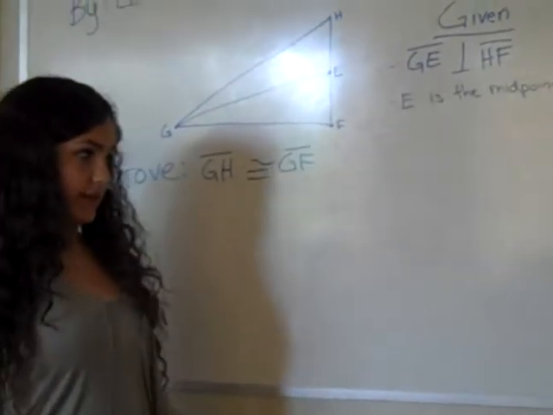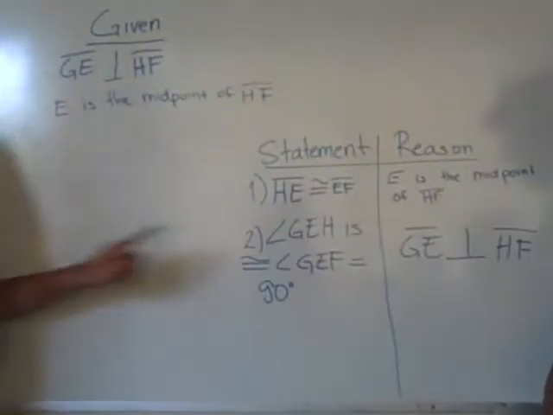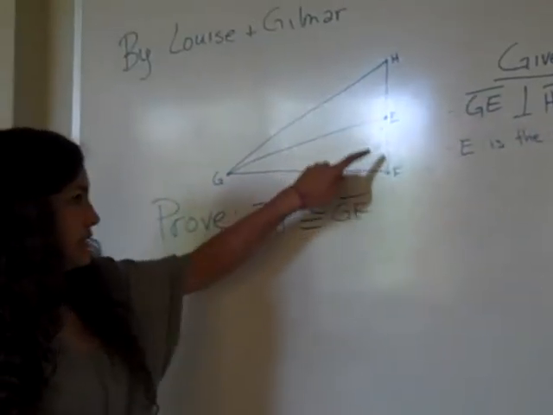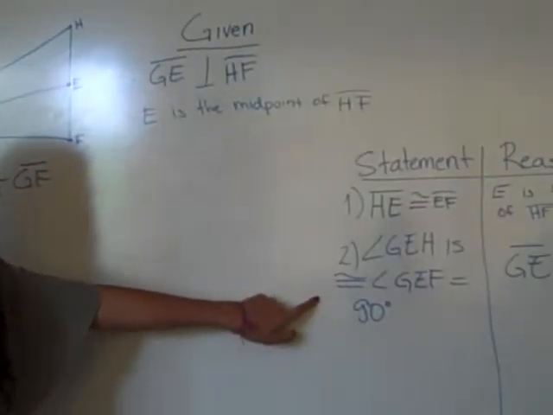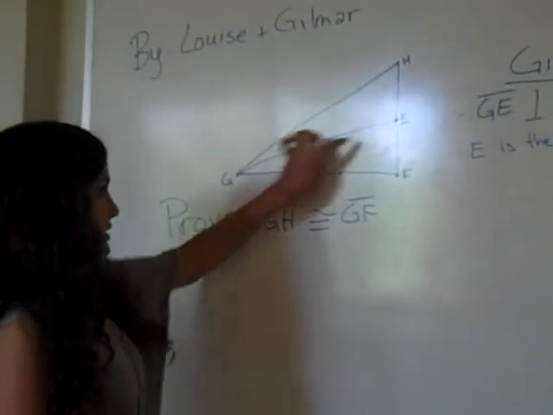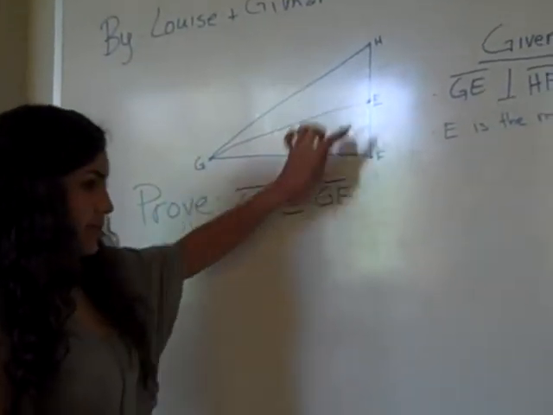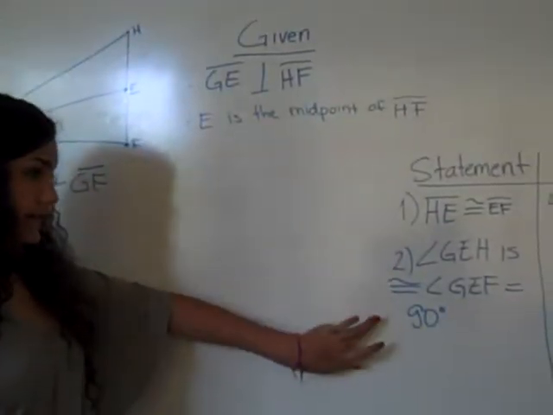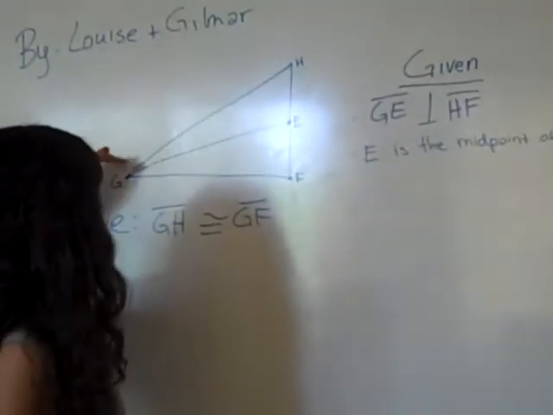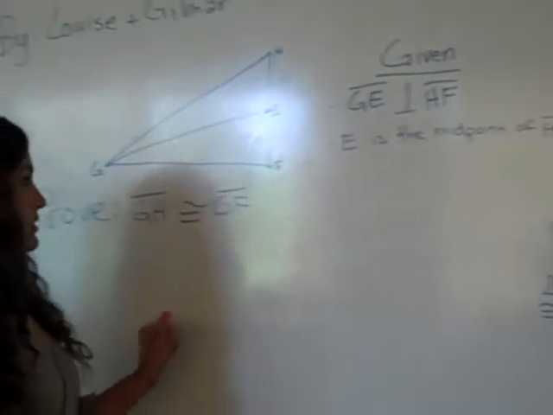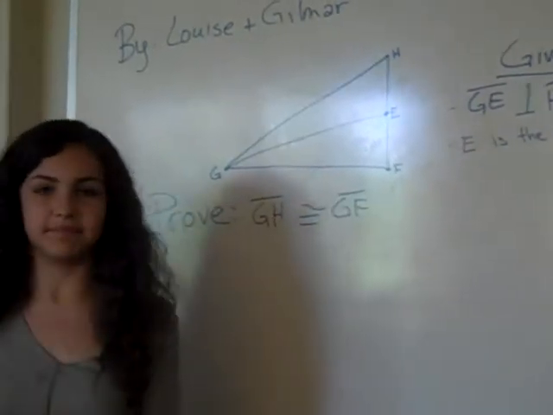So, the second statement is that angle GEH, this angle here, is congruent to angle GEF, this angle here. And those two angles equal 90. And the reason for that is that line GE, this line here, is perpendicular to line HF, this line here.